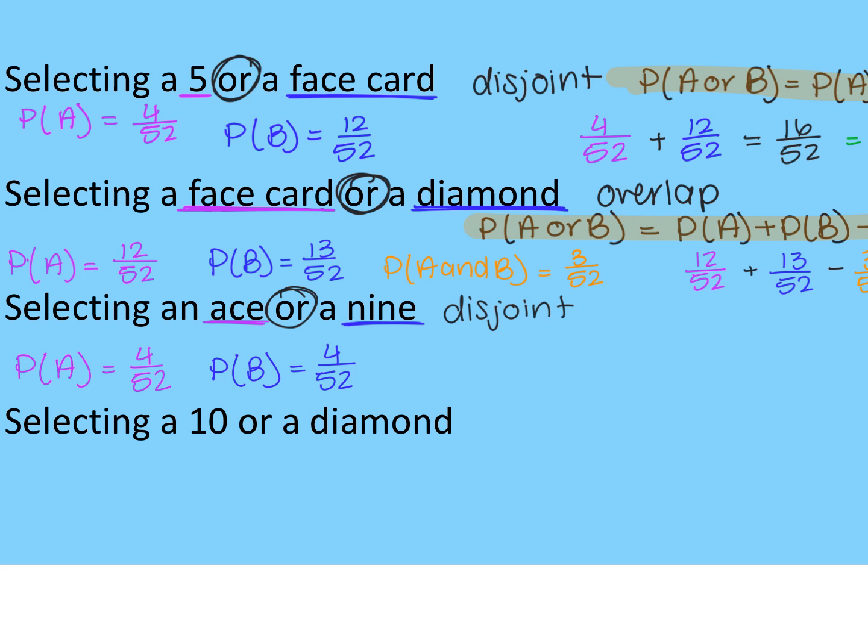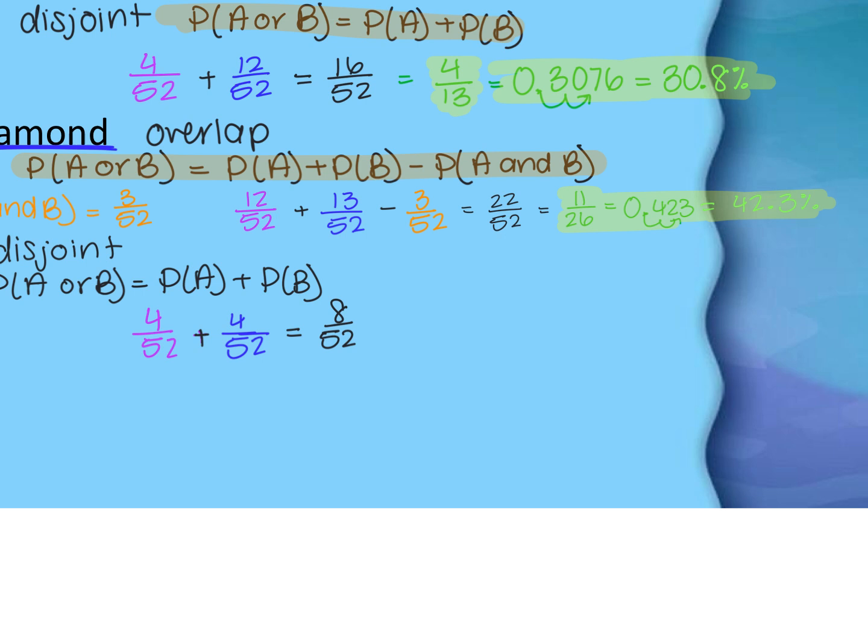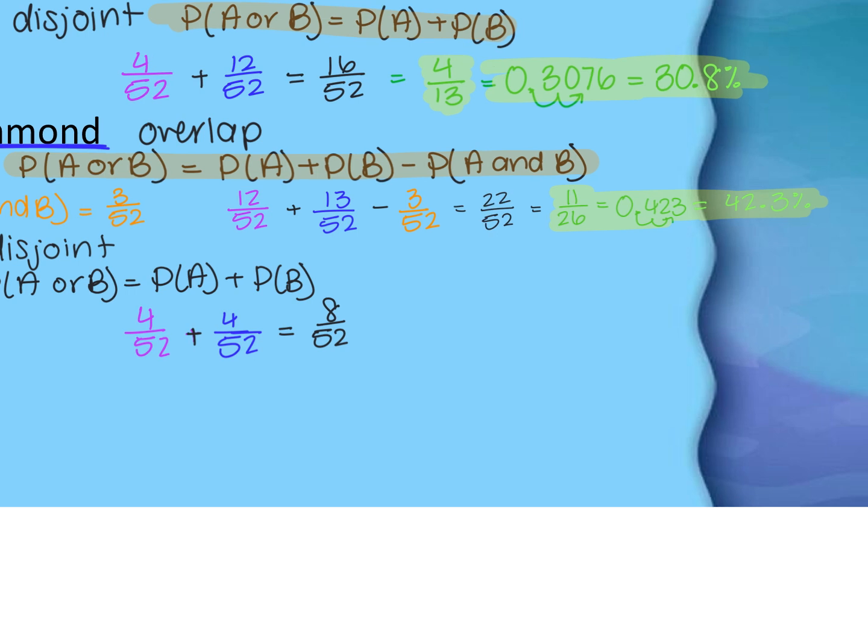So going ahead and writing the formula, it's the probability of A or B equals the probability of A plus the probability of event B, and all I'm doing is adding. So again, do not simplify until the very end. I'm going to have 4 over 52 plus 4 over 52, and I'm just going to go ahead and add across. So if you added, you're going to get 8 over 52, which again can be simplified. Please make sure you're simplifying it if you can simplify it.